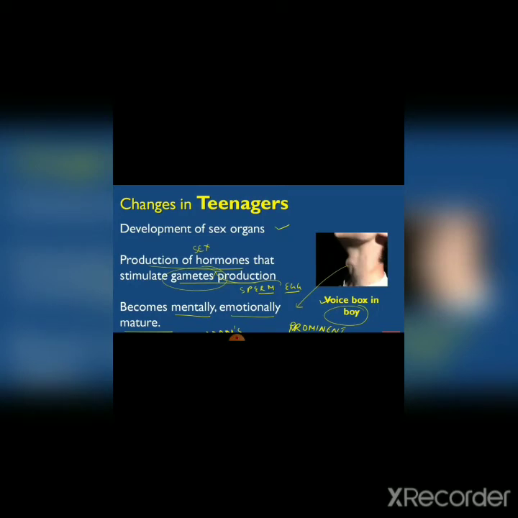And next, the topic which develops in teenagers is that their sex organs are also developed in this age, in the age of adolescence. Production of sex hormones that stimulate gamete production, isn't it? Already we have talked about sex hormones. That means the secretion of sex hormones in their body starts in this age.